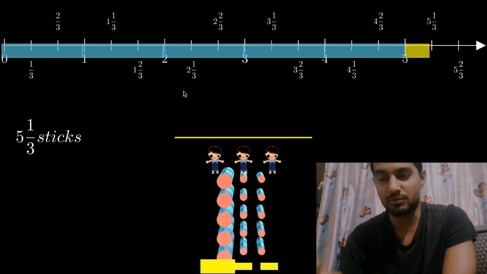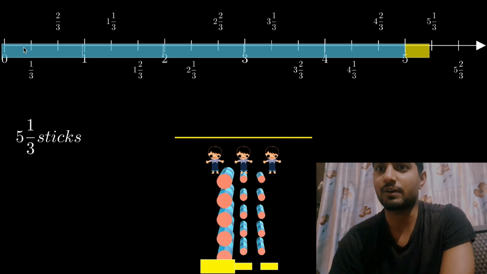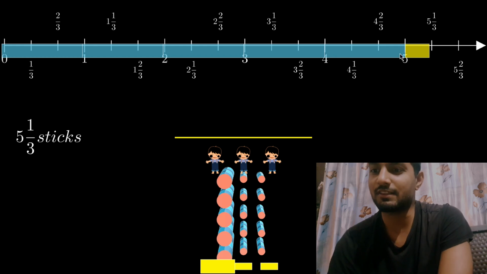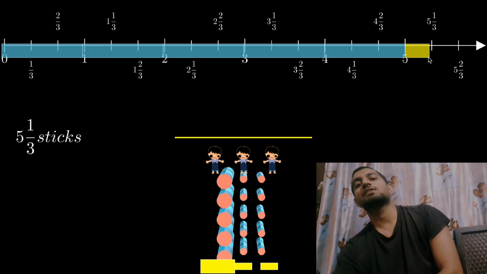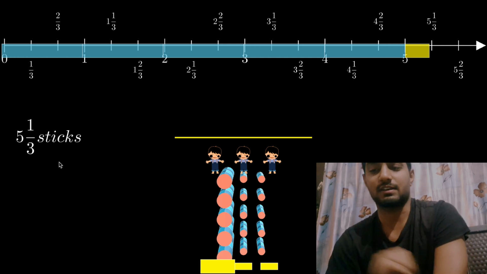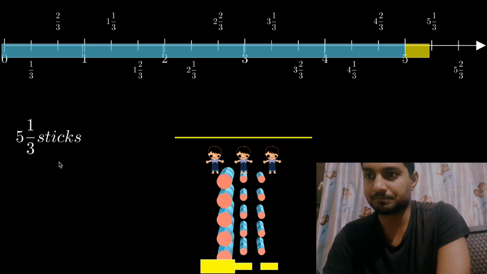So in the first distribution, when the 1 came over here, the total of whole sticks will be 5, and then the small chunk over here, right? So the small chunk over here will be 1 by 3, right? It could be equally divided into 3 parts, and the small part is over here. So my solution will be, each kid will get 5 and 1 by 3 sticks, right?